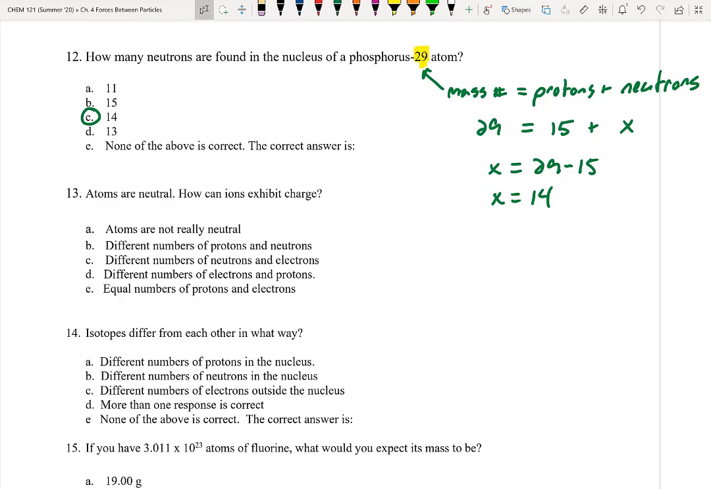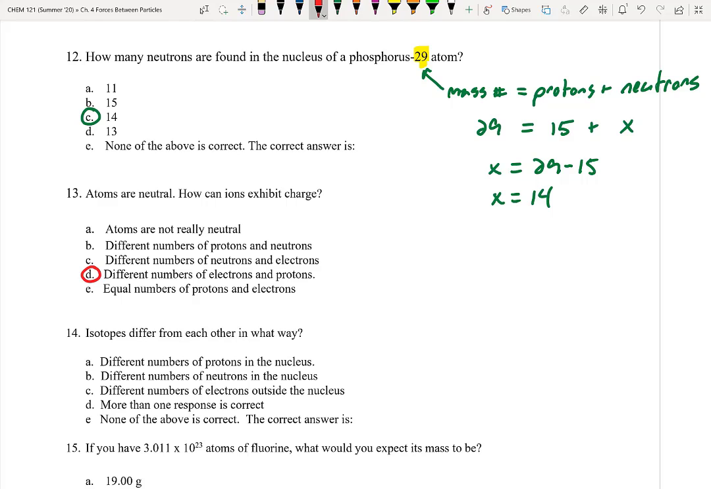I don't know if that's the greatest answer. Different number of protons and neutrons? Not necessarily. C says different number of neutrons and electrons? Not necessarily. But D looks like a good shot, because if we don't have an equivalent number of electrons and protons, they won't cancel each other's charges out, and we'd end up with an imbalance of one or the other, right? So that's how ions exhibit charge.